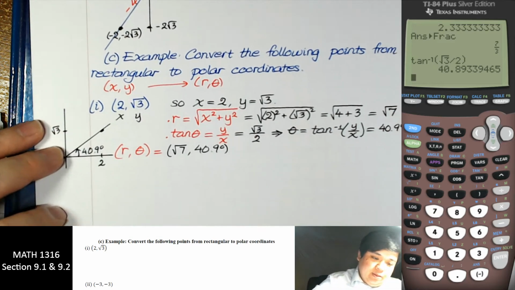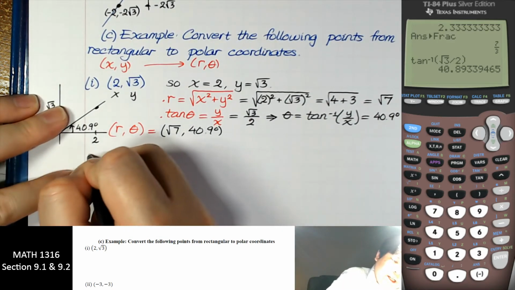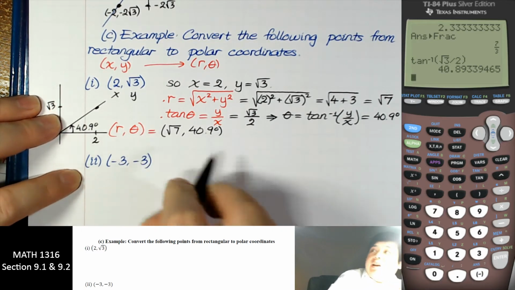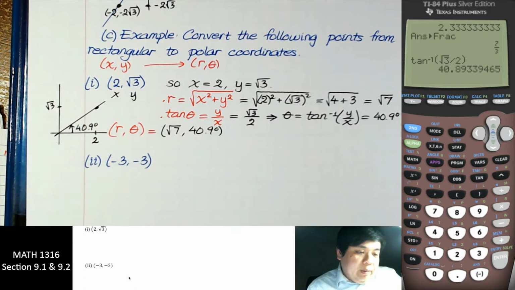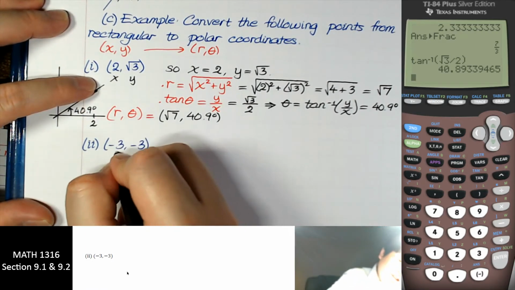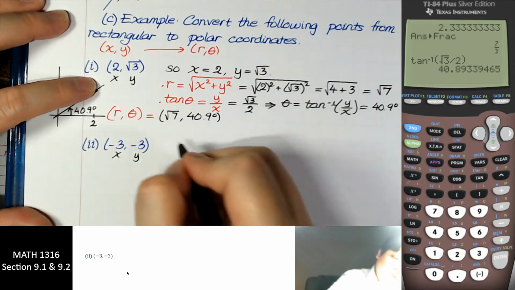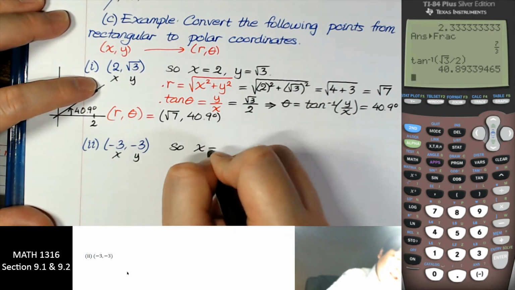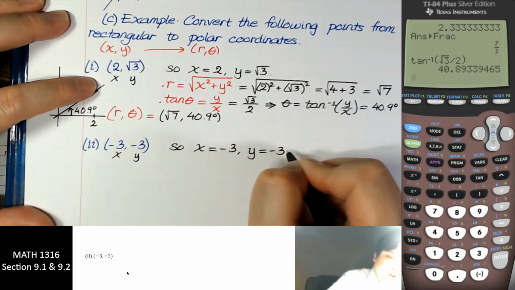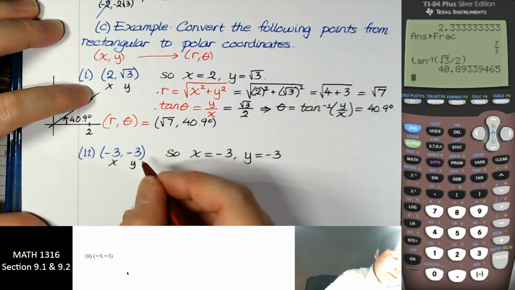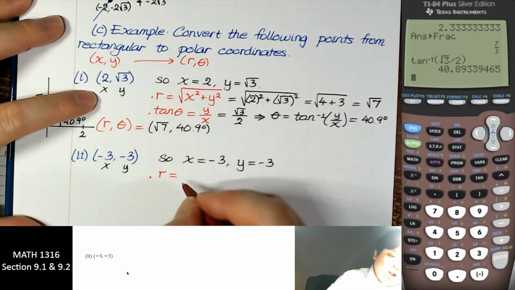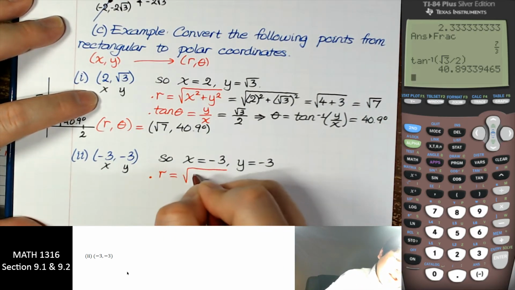Next, convert the point -3 and -3 to the polar coordinate. So this is given in rectangular coordinates. So we have x equal to -3 and y equal to -3. So we write r equal to square root of x squared plus y squared.